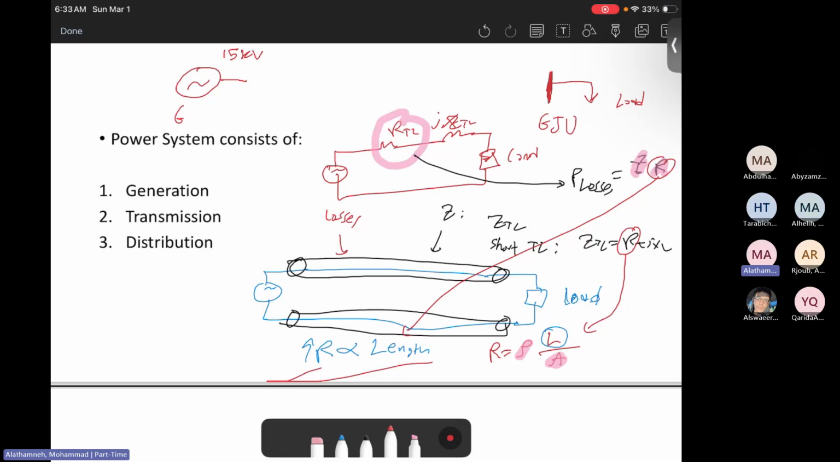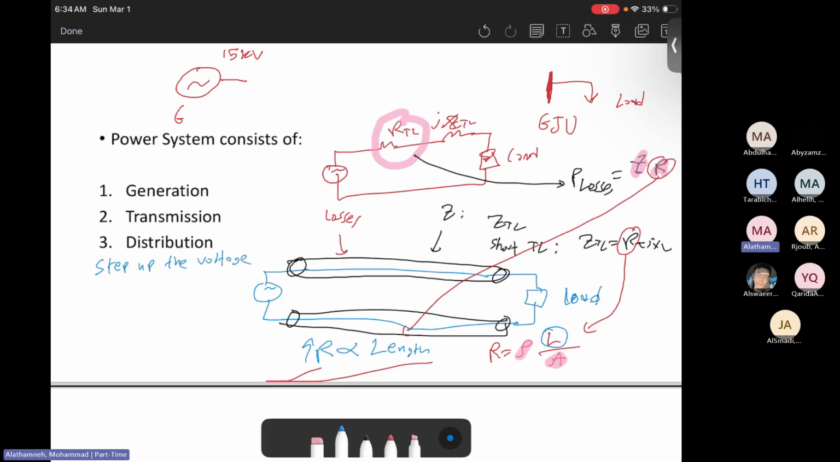Then if you keep the voltage at 15 kilovolts, it will not be sufficient to transmit the power to reach the load, because most likely the generator will supply the losses, or the losses will be more than the load, which is undesired. How can we overcome this? By using the transformer. The transformer principle is basically to step up the voltage.